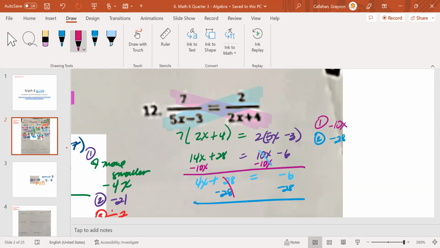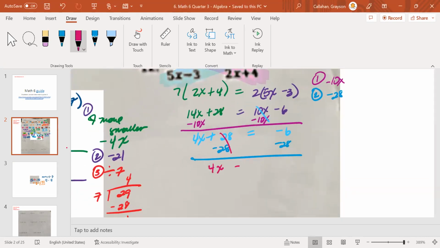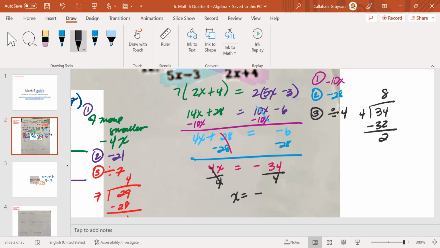When that happens, 28 cancels, bring down the 4x, which is a negative 34. Third step, divide by 4 on both sides. When you do that, x equals negative 34 over 4. Your answer is negative because it's a negative 34 divided by positive 4. 4 times 9 is 36. That's too big. So 8 is a 32. So negative 8, 2 over 4, which is the same thing as negative 8 and 1/2. And that is your answer.